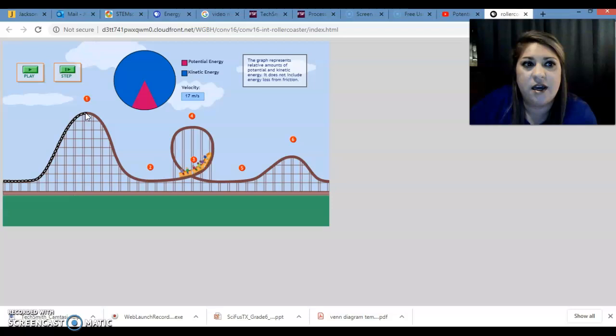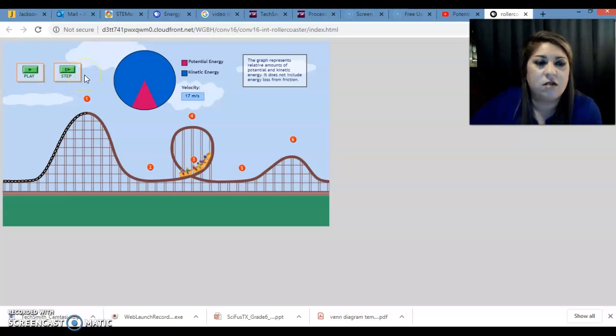Do you think that if we were to increase the height of this first hill right here, this first incline, then that's going to increase or decrease the amount of potential energy? So remember, potential energy is stored energy. So if we were to increase the height of that first incline, let's say up here, and that cart was all the way at the top, then do you think that it's going to have more or less potential energy?